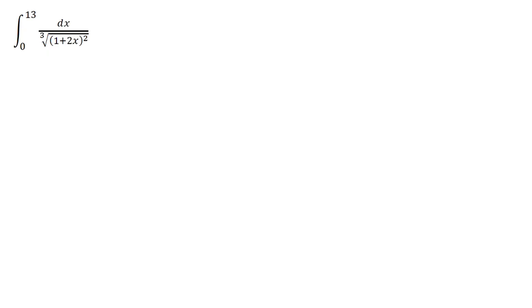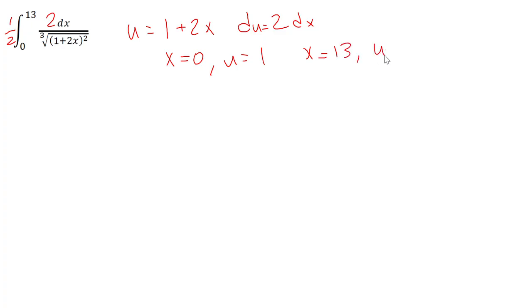All right, for our next one here, we're just, again, going to use kind of the same process. We're going to have u is equal to 1 plus 2x. And du will just be 2 dx. So we'll throw in a 2 and a 1/2. And we'll note that when x is 0, u is 1. And when x is 13, u is 27. I just plug 13 into 1 plus 2x.